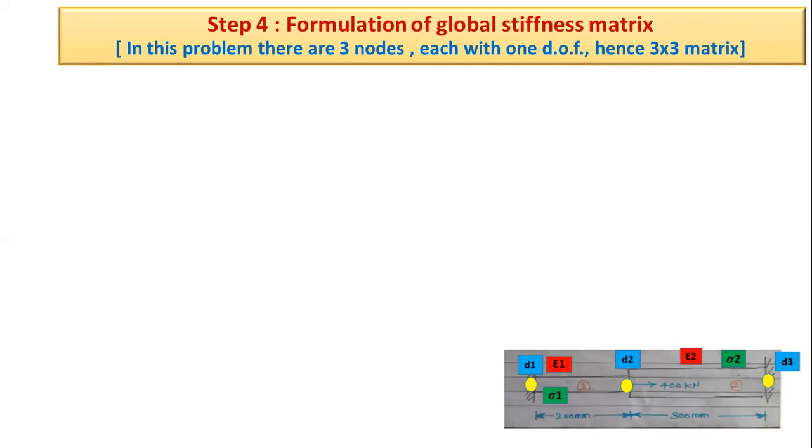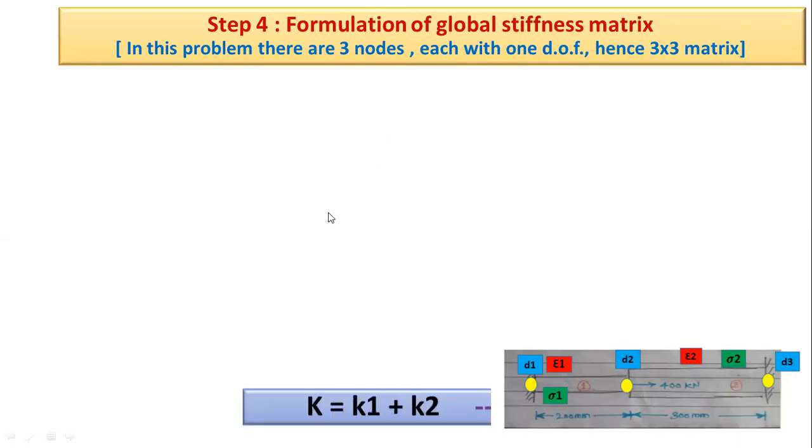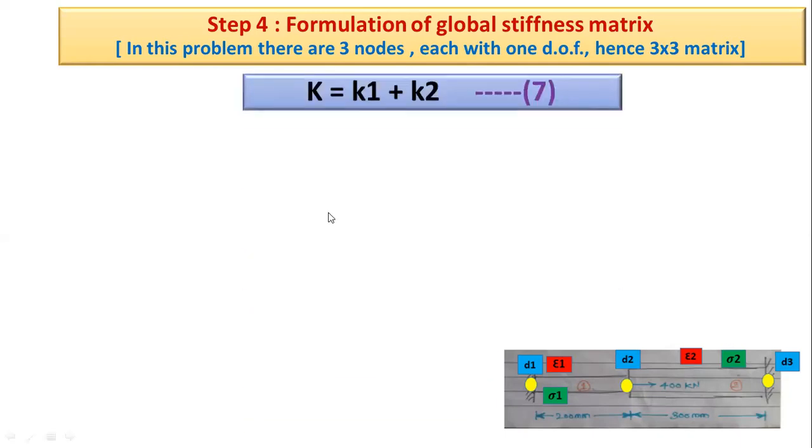3 nodes and each node having a single degree of freedom. So 3 into 1, that is 3. So number of total degrees of freedom: number of nodes multiplied by degrees of freedom per node. Number of nodes is 3 and each node has 1 degree of freedom, only towards the x direction.